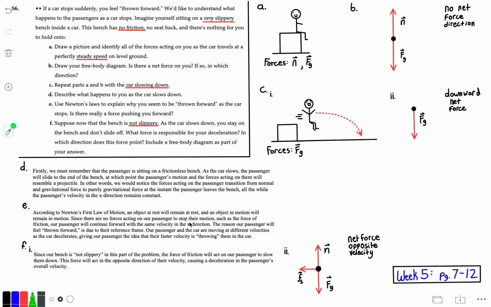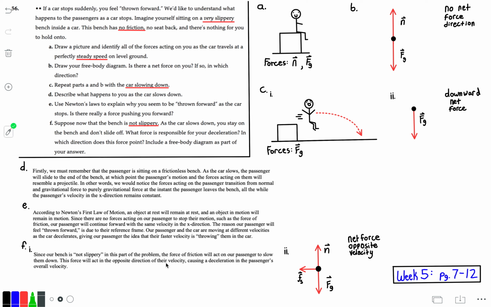For part E, this is really pertaining to Newton's first law, where an object at rest will remain at rest and an object in motion will remain in motion. Since there are no forces acting on our passenger to slow them down, they are just going to keep going forward off of that slippery seat. And the reason they feel that they are thrown forward is because of their reference frame. Since the car and the passenger are moving at different velocities, the passenger has the idea that they're getting jolted forward.